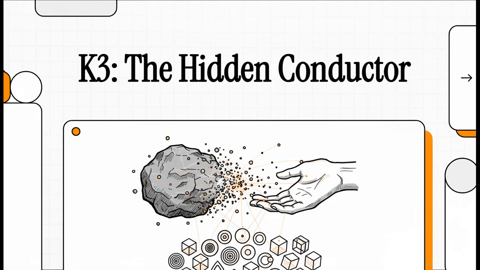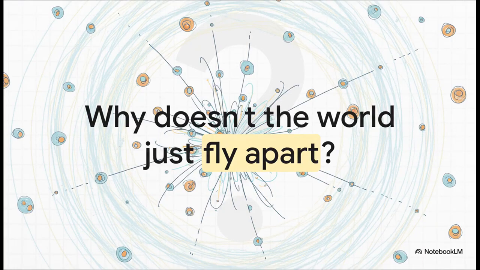Have you ever just stopped and looked at the world around you? I mean, really looked. At a rock, at your own hand, and wondered, how does this all hold together? Everything is made of these countless, tiny, separate little particles. So what's stopping it all from just, poof, dissolving into dust? It's a really fundamental question when you think about it.